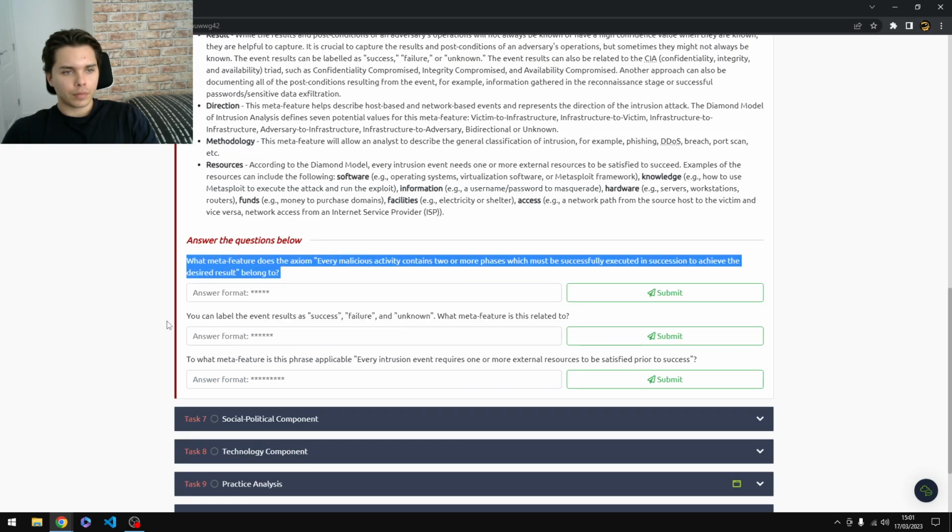What meta feature does the axiom "every malicious activity contains 2 or more phases which must be successfully executed in succession to achieve the desired result" belong to?